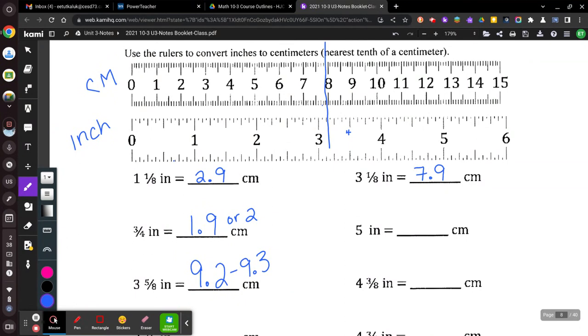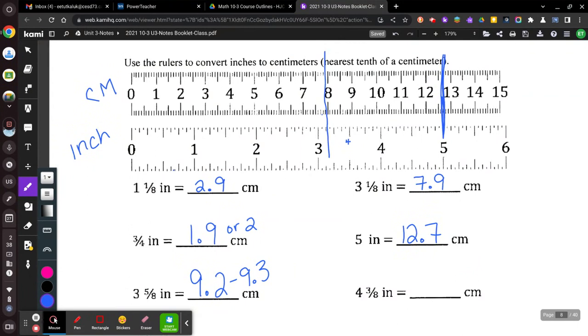So now 5 inches exactly. I'm going to find my 5 inches and go straight up. So I'm going to get about a 12.7-ish, 12.7 around there. 4 and 3 over 8. Well, here's our 4 over 8. Here's 3 over 8. It's about an 11.1, around there somewhere.